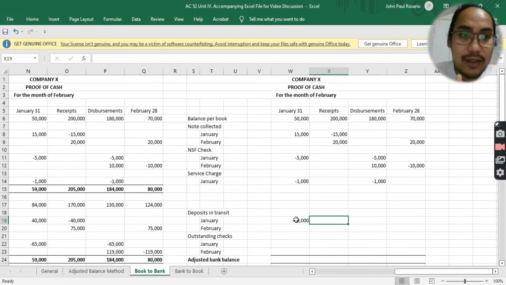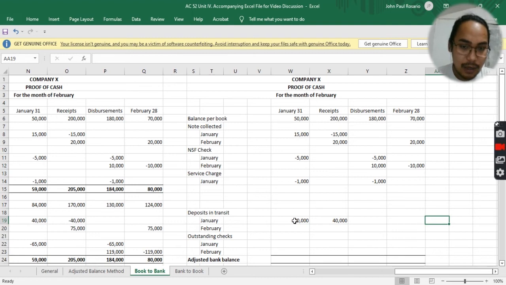And then, kani si 40,000 nga deposit in transit is na-receive na siya per bank statement on February na. So, meaning, magdugang ka from your book receipts, mo siyang dungagan sa deposit in transit para makuha niyo kung pila gid ang receipts per bank statement. So, add ka ng 40,000. So, same yan po na dali, no? Negative 40 plus 40, 0. 0 plus 0, 0. Okay?